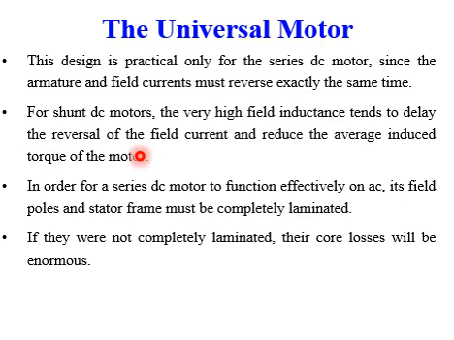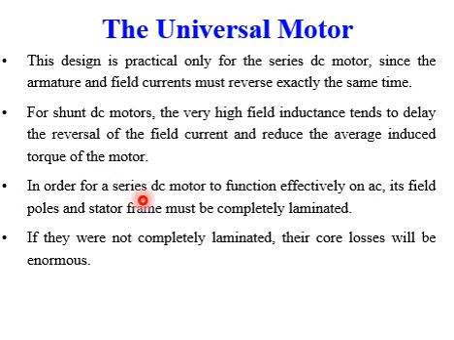For shunt DC motors, it is not possible to reverse the currents at the same time. For shunt DC motors, the very high field inductance tends to delay the reversal of the field current. Because of this high field inductance, it is not possible to reverse the field current abruptly or instantly. It delays this procedure and reduces the average induced torque of the motor.